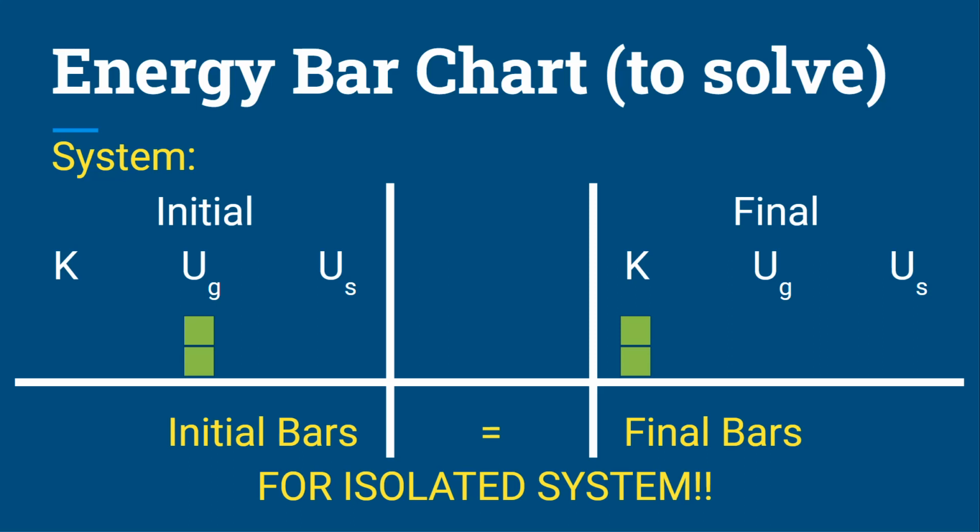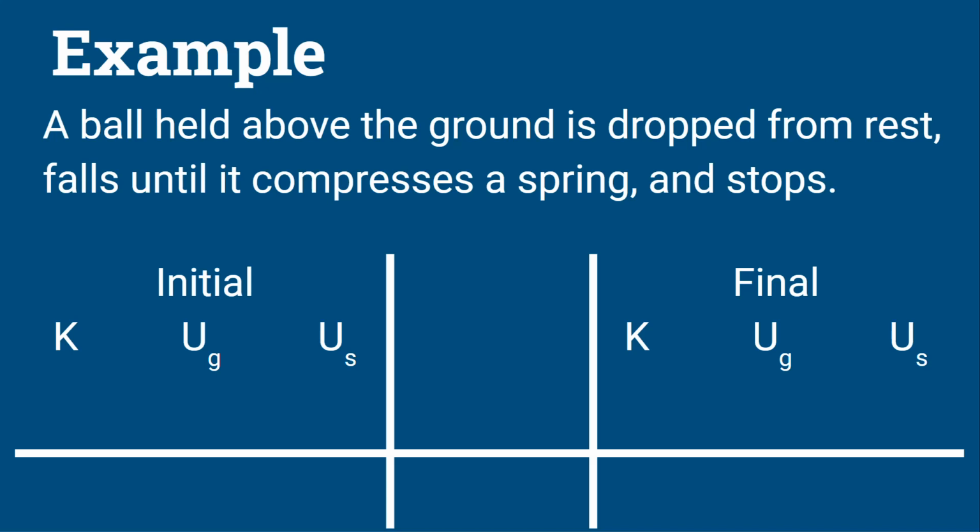Okay, so let's look at an actual example because this isn't really super helpful out of context. So here's an example. It says, a ball held above the ground is dropped from rest, falls until it compresses a spring and stops. Okay, now if I drop a ball on a spring, yes, it will compress the spring. Yes, the ball will then be flung back up in the air, but I'm not looking at the after the compressing part. Okay, I'm just looking at it compresses it, it stops. I don't care what happens after that. And so I have an initial point in time and a final point in time.